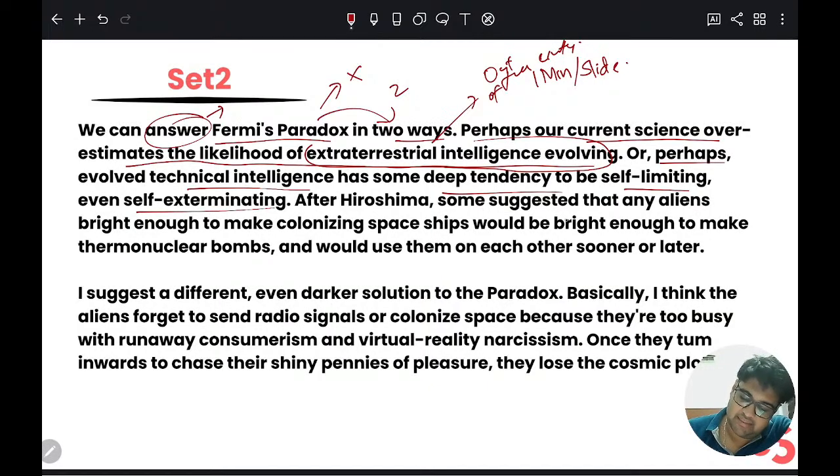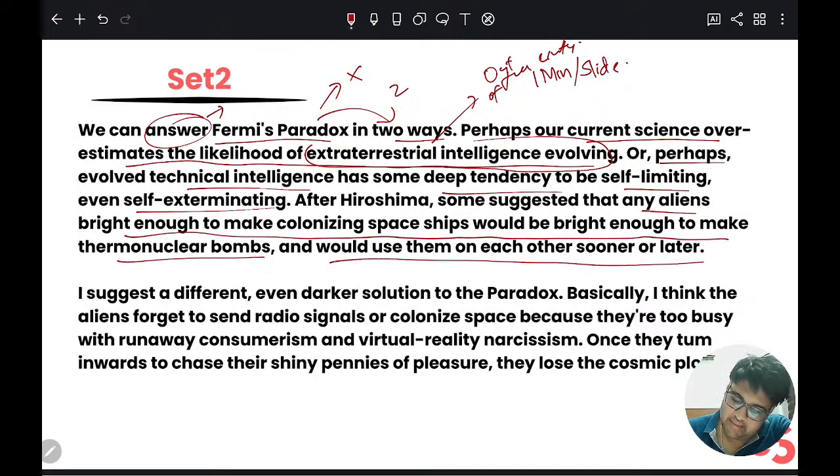After Hiroshima, some suggested that any aliens bright enough to make colonizing spaceships would be bright enough to make thermonuclear bombs, and we would use them on each other sooner or later. Okay, now it makes sense. Now they are saying that either extraterrestrial intelligence will evolve, or it would tend to a place where it is self-limiting or self-exterminating. That would stop. We would stop innovations.